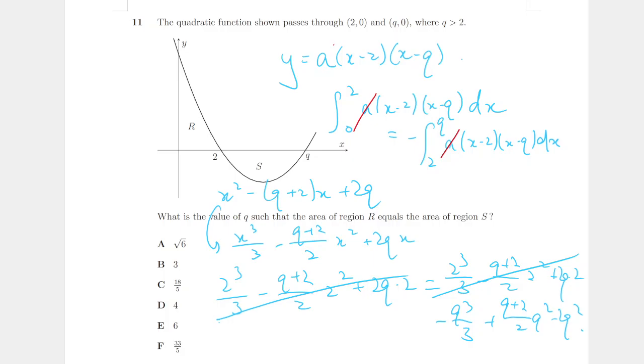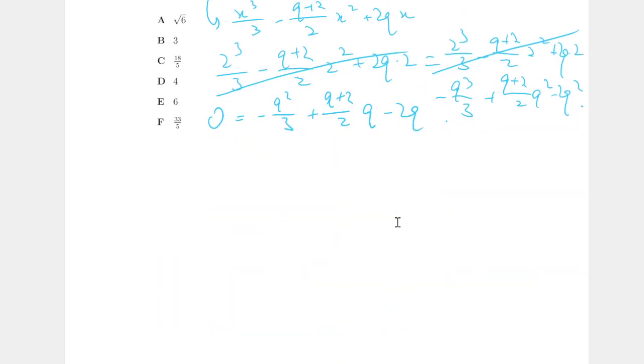So 0 equals, I could cancel q as well from that chunk. So 0 equals negative q squared over 3 plus (q plus 2) over 2 times q minus 2q. Okay, and then from now it's just an expansion exercise, which of course I need more space to do. So let me scroll this down.